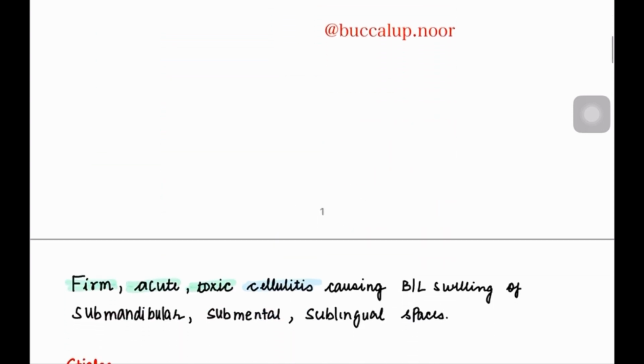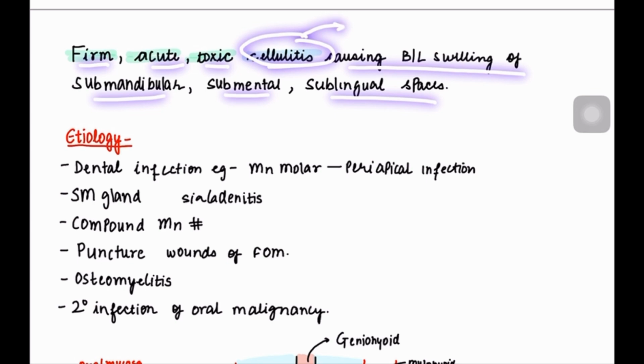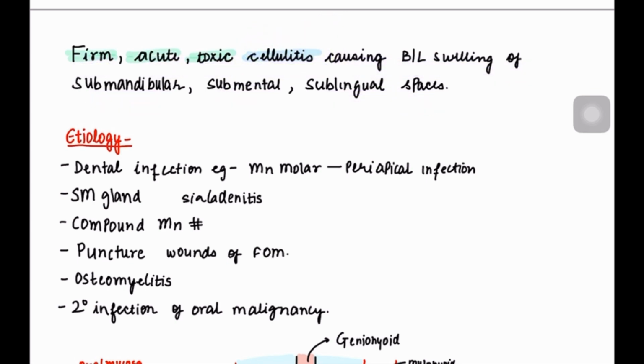Hello everyone, let's see an important topic of oral surgery, Ludwig's angina. It is a firm, acute, toxic cellulitis causing bilateral swelling of the submandibular, submental and sublingual spaces. Cellulitis means basically inflammation of the soft tissue.